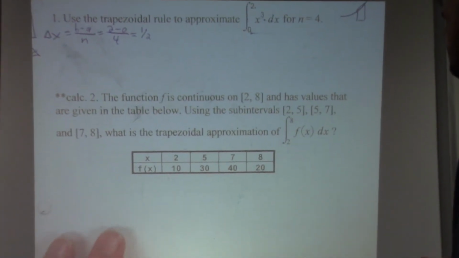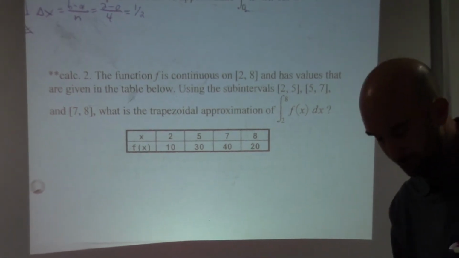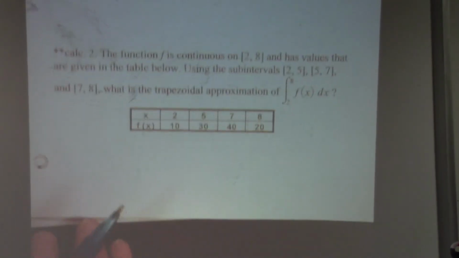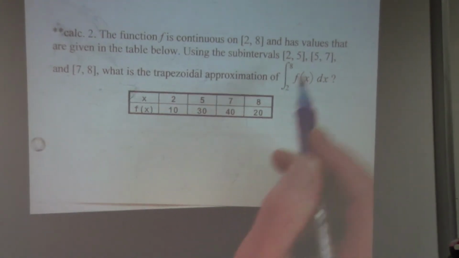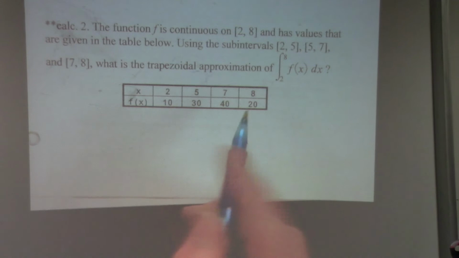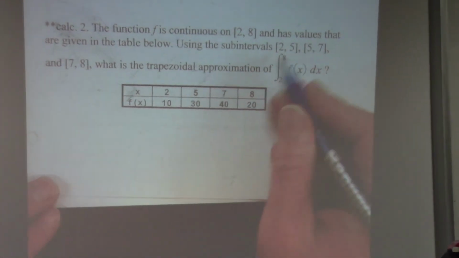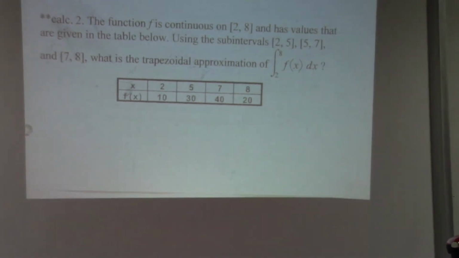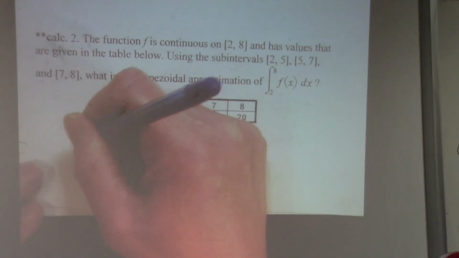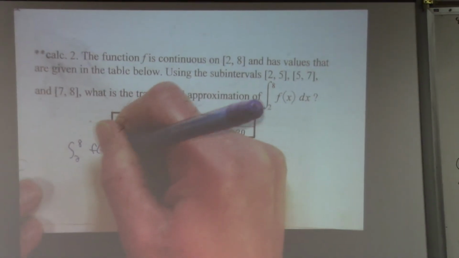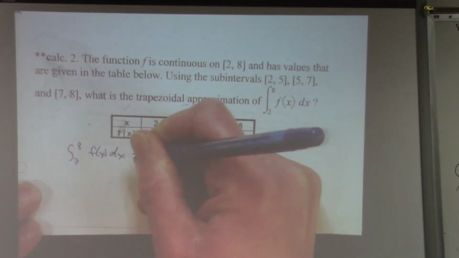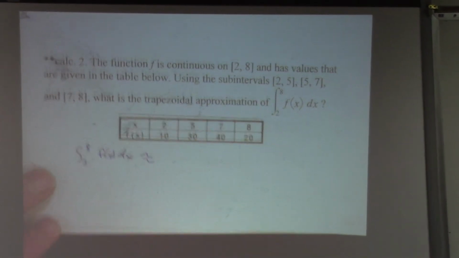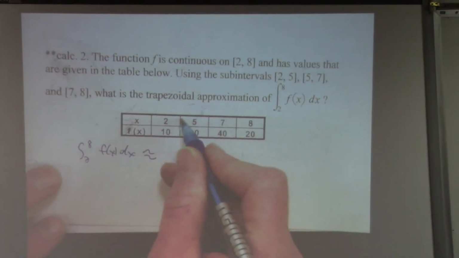Okay, so now let's look at number 2. The function f is continuous on the interval from 2 to 8 and has values that are given in the table below. Using the subintervals 2 to 5, 5 to 7, and 7 to 8, what is the trapezoidal approximation of this? We're just reading this today as the area under this graph from 2 to 8. So let's go through this and set this up. We'll rewrite this notation, which we're not very familiar with yet, and put an approximation squiggly equal sign there. Okay, so I don't have the same widths.